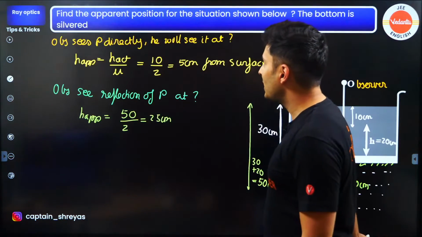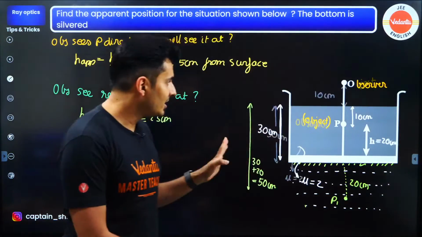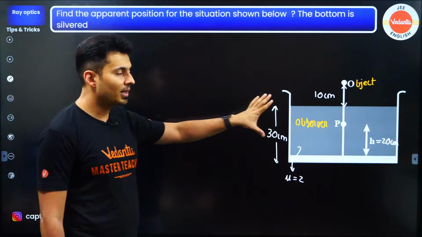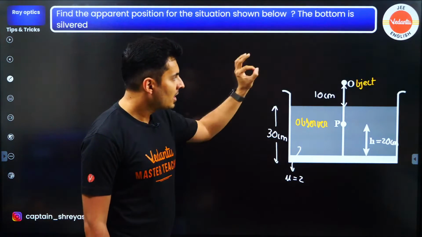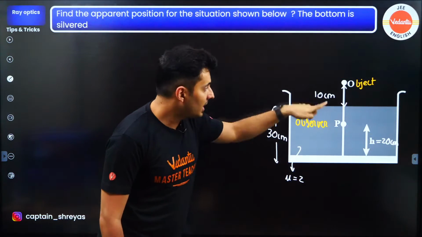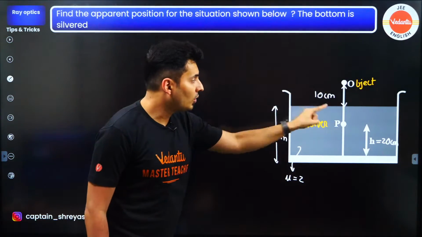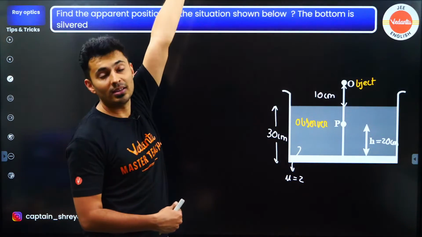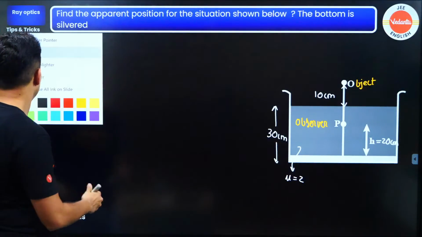Very good. So let's come back to this question now. I've changed some data points right over here. Now observe carefully. What I'm going to do is, see guys, this is the object, this is the observer. Now I'm going to sit inside the liquid and then look at the object above in the air. See how things will look different.